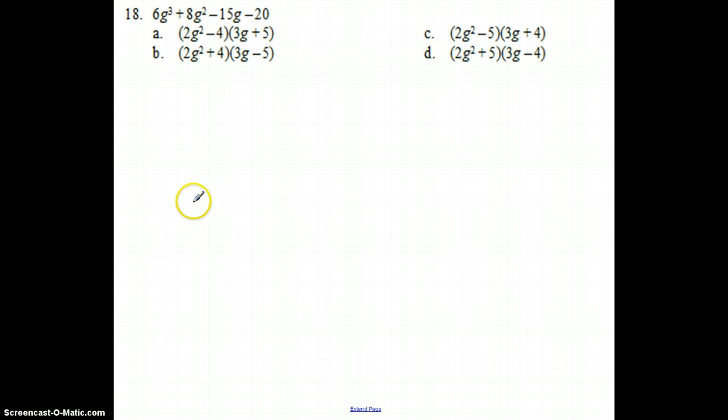Okay, now this is one that throws people off every single time we do it. Mainly because we haven't factored the g cubes, but I left it on here as a piece to see if you knew how to take the answer and work backwards. So really, the easiest way to solve these is to multiply these two together and see if you get this for your answer. Okay, so I'm actually going to go over and look at C. So C is 2g squared minus 5, and then 3g plus 4.